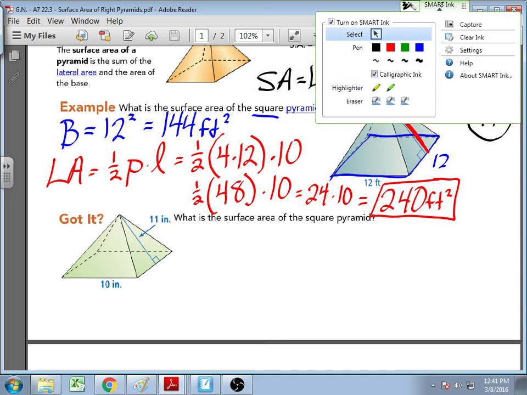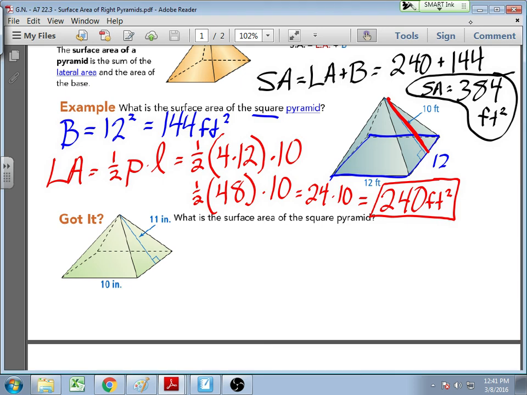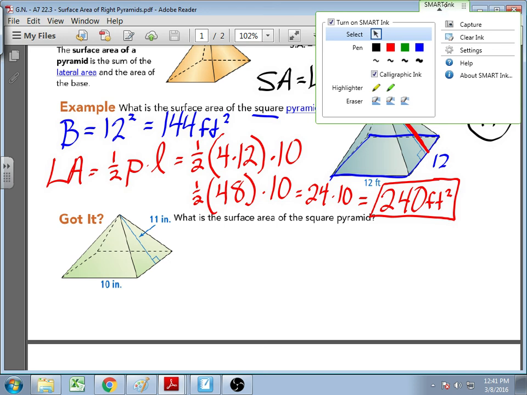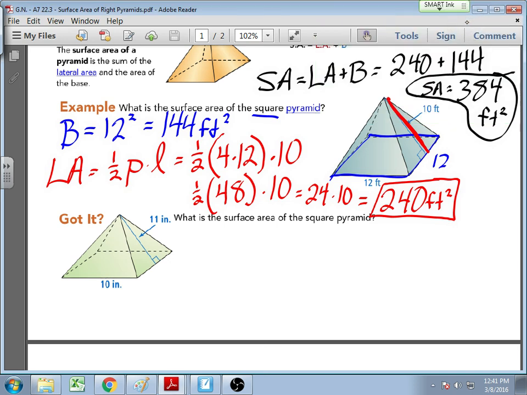So try the Got It on your own. I'm going to cut the video right here, so come back for part 2 only once you've tried the Got It on your own. Find the total surface area for that pyramid right at the bottom of your page, and then start the next video to check that answer and see the rest of the lesson.